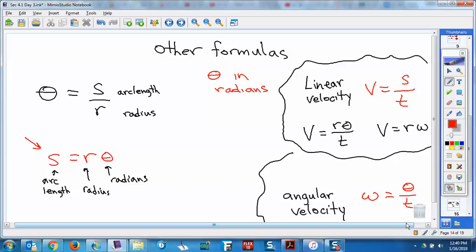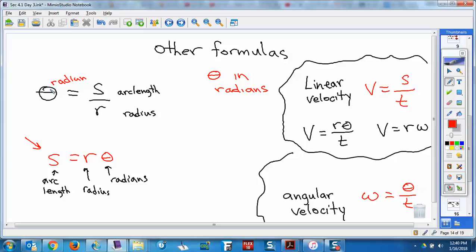So this formula could be in degrees. But the rest of these only work if theta is in radians. Okay? Has to be in radians, okay? Because they come from this. They come from this, and this is radians. This is the definition of a radian angle right here, the arc length divided by the radius. We talked about that earlier today.